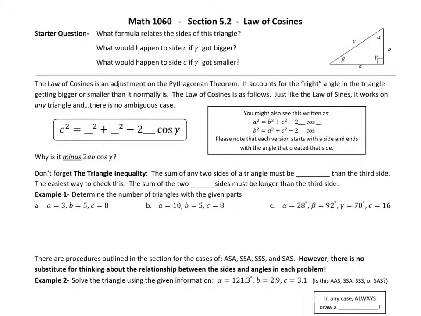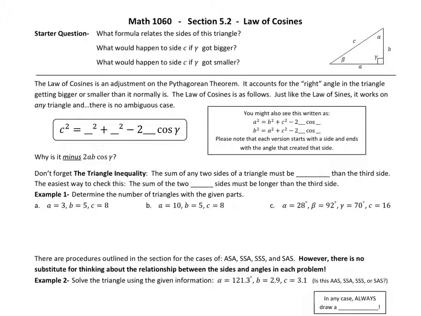Okay, so now, let's look at our starter questions today. What formula relates the sides of this triangle? What formula would it be? Since it's a right triangle, it's the Pythagorean theorem, right? So that'd be a squared plus b squared equals c squared, correct?